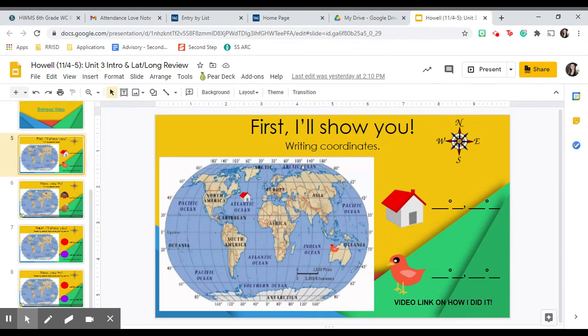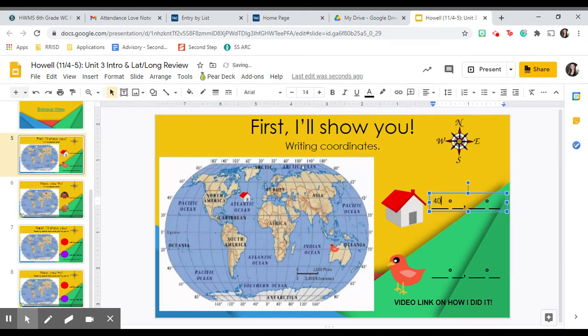Now, remember, we always write our latitude number first. So, first, climb the ladder. Now, to get to the house, I'm going to have to go north 20, 40. I got those numbers by looking right here on the left side. So, I started at 0, 0, 20, 40. So, I know first I had to go 40 degrees north to get to the house.